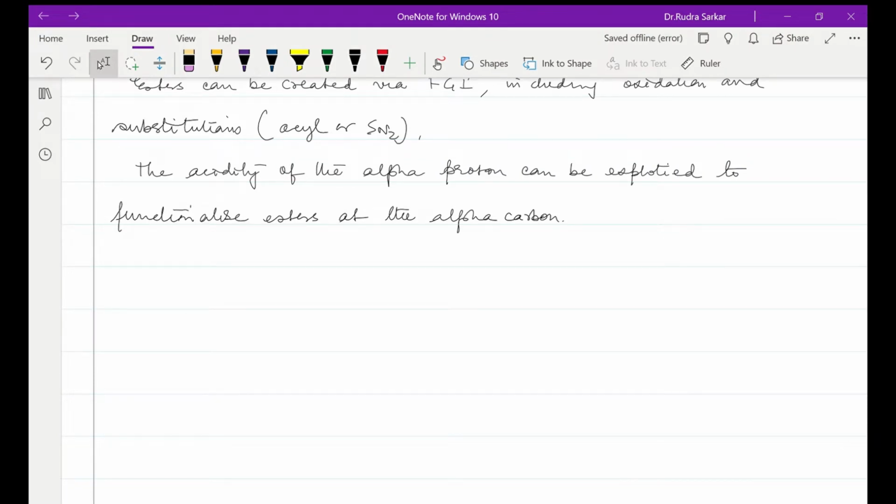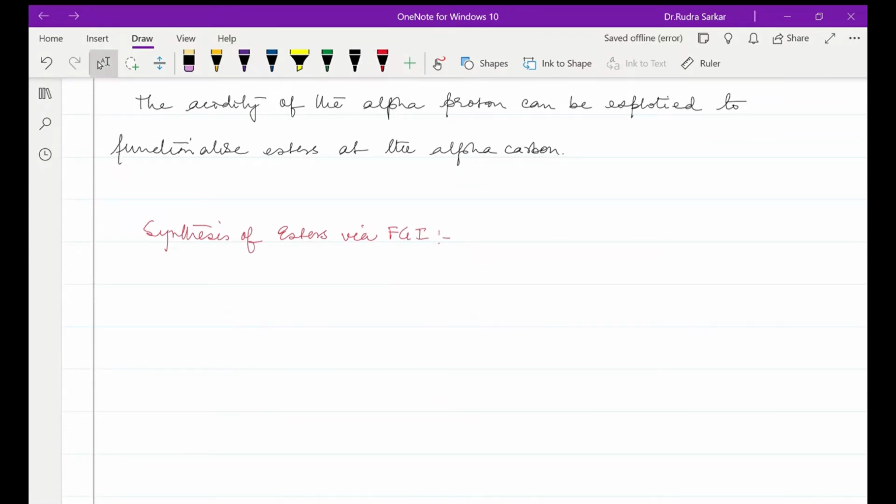So here, let us first consider synthesis of esters via FGI. Now let me say that the most common way to synthesize an ester is by substitution reaction.